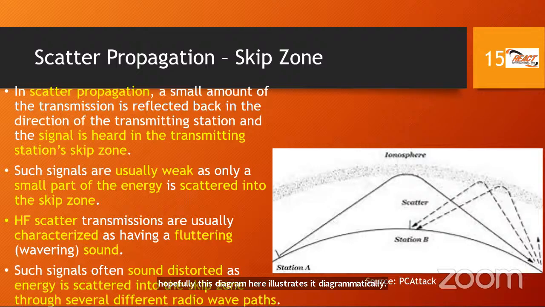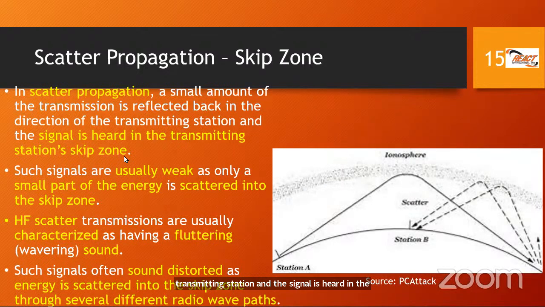Okay, so even though we said that we cannot usually communicate in the skip zone, let's talk about some concepts. As we discuss it, you'll see how maybe we can in fact have some communication. So we need to talk about the concept of scatter propagation. All right, so let's read out what scatter propagation is on your screen. In scatter propagation, a small amount of the transmission is reflected back in the direction of the transmitting station, and the signal is heard in the transmitting station's skip zone.